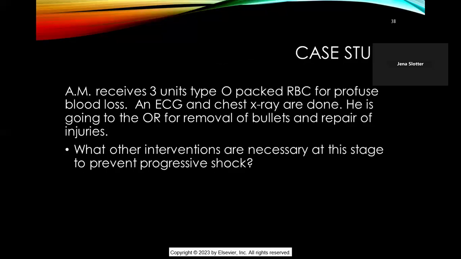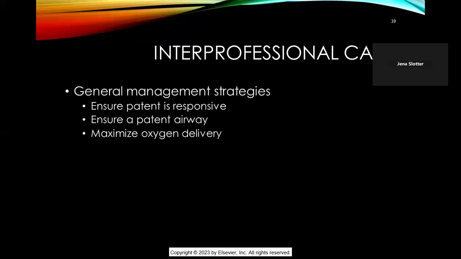So back to our case study with our guy. He received 3 units of blood, EKG, chest x-ray. He's going to the OR so they can take out the bullets. What other interventions would we want to do to prevent this shock from progressing? So let's talk about that a little bit.